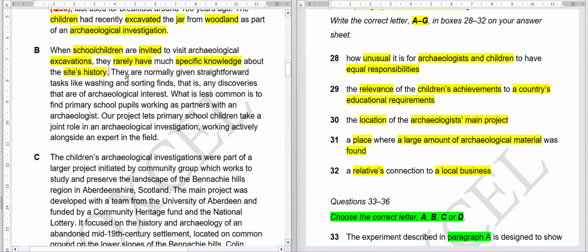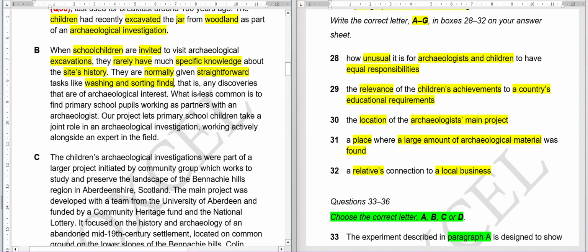They are normally given straightforward tasks, like washing and sorting finds. So normally means usually, so usually they are given very straightforward tasks like washing and sorting finds. The tasks they are given are quite straightforward, in other words easy, you can say.